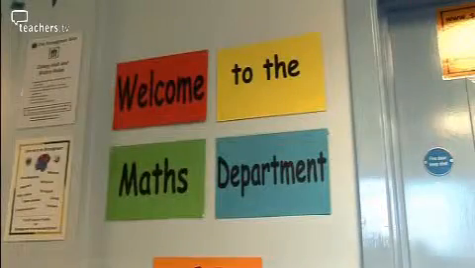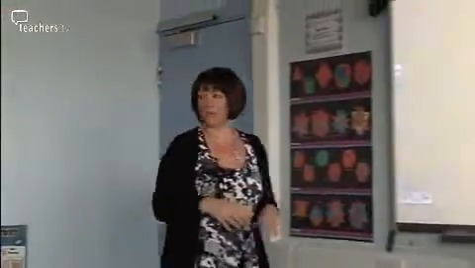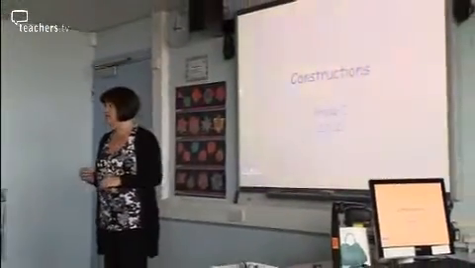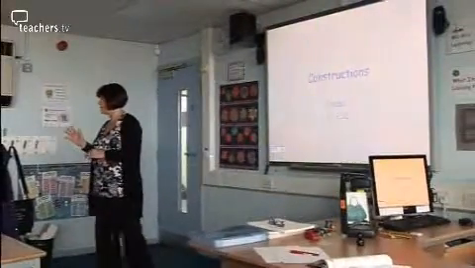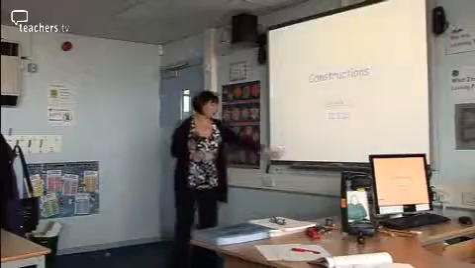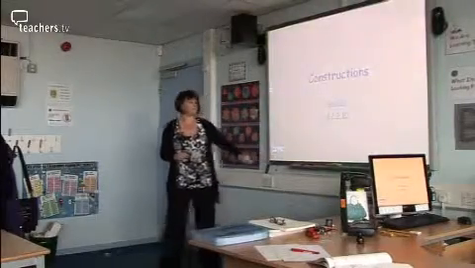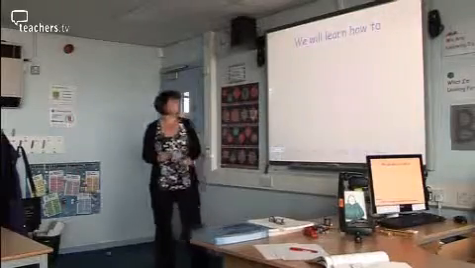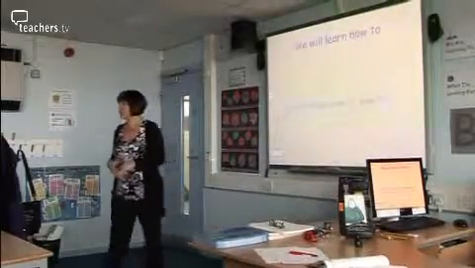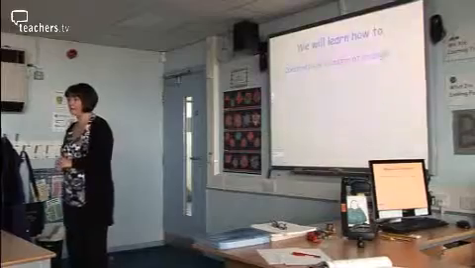What we're going to look at today is constructions, and we'll mainly be working at grade C. But we need to master the techniques of these constructions to move up to grade B later on, okay? So what we're going to be looking at today is how to construct the bisector of an angle.